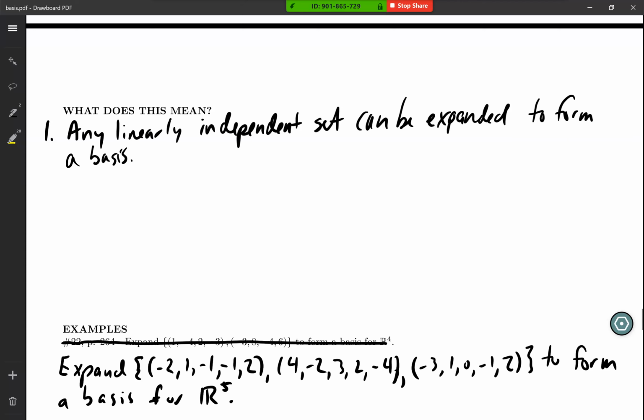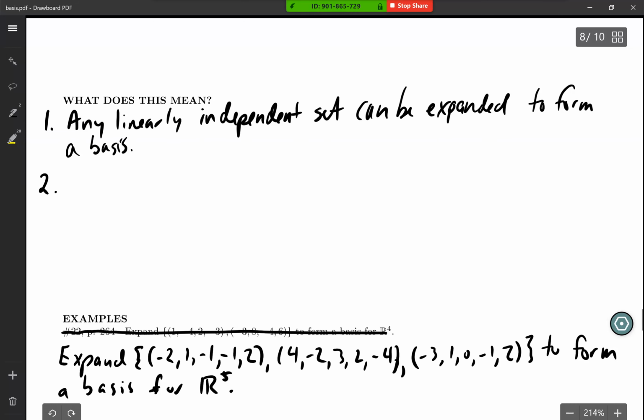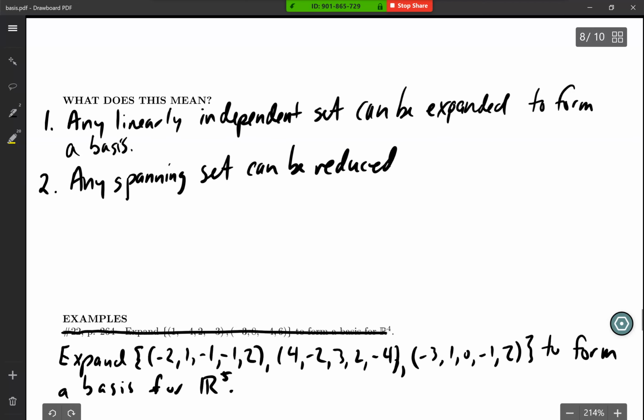I have to be careful about how I do that, and we'll talk about some examples of how we do that in a minute. But in general, if I start with a linearly independent set, I can add vectors to it until I get enough in there to span the vector space as well and make a basis. The second thing is that any spanning set can be reduced to form a basis.